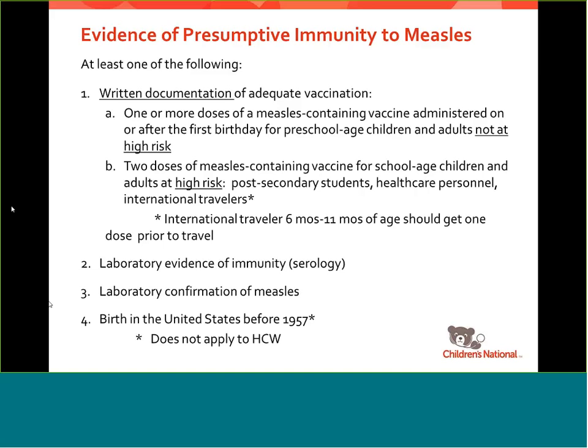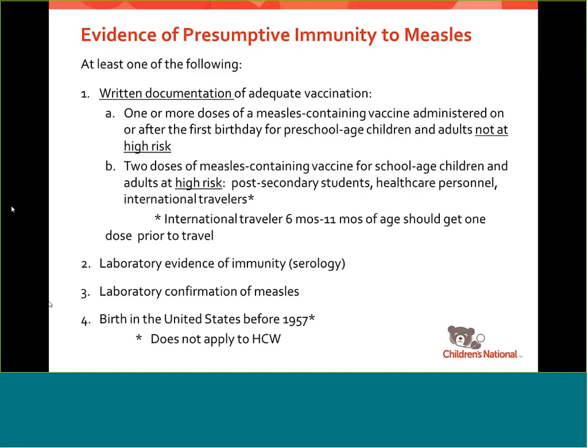And then 2 doses of measles-containing vaccine for school-age children and then adults who are high risk. Those are considered children who are in high school and beyond, healthcare personnel, and international travelers. And just please a reminder that international travelers that are 6 months through 11 months of age should get a dose of MMR vaccine prior to travel. I think sometimes that's something we tend to forget, and a lot of times it's because we don't know people are traveling. But if we know and we ask about it, then we definitely want to get those children immunized because, as you can see, the high rates of measles that are still out there in other countries.